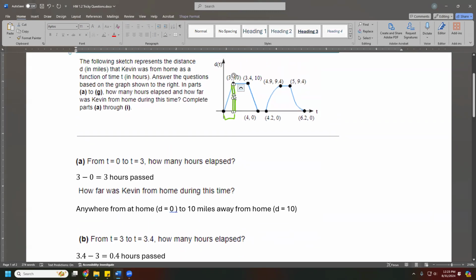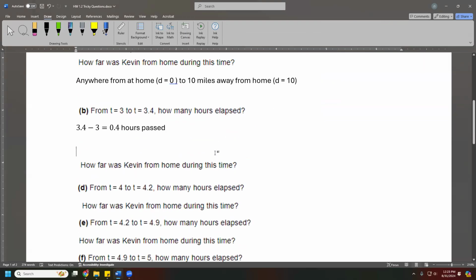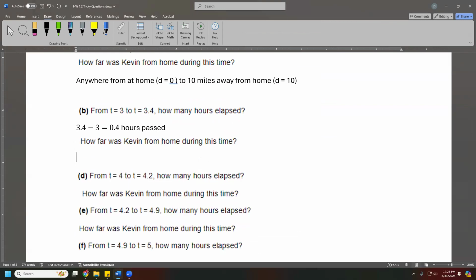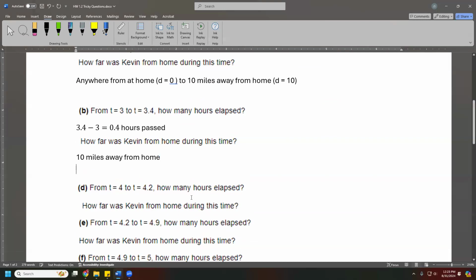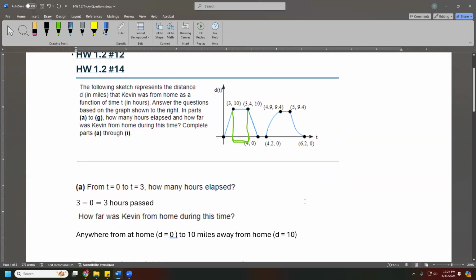Okay, so looking at the graph, the next question is, how far away from home is he right now? From 3 to 3.4, that's talking about this little chunk of time right here. And you can see wherever he is, he stayed there. He's 10 miles away from home, and he stayed 10 miles away from home during this little chunk of time. That's what it means for that line to be flat. So he is exactly 10 miles away from home. Okay, and the rest of these questions follow the same pattern. How much time passed and how far away from home is he?